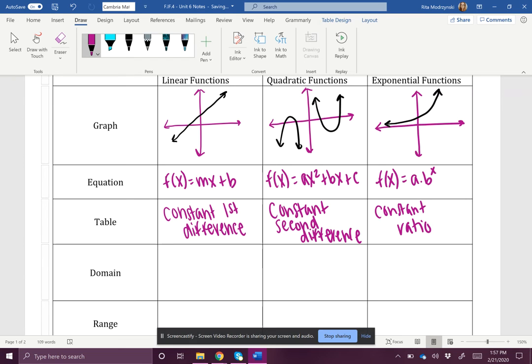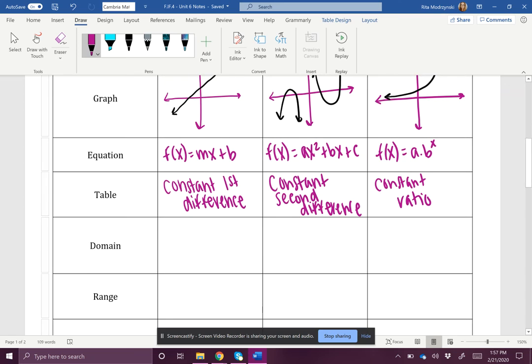Our next one is domain, and domain for all of our functions in Algebra 1 is always all real numbers. The reason is that we could substitute any x value into our equation and get a corresponding y value. How we write all real numbers in interval notation would be from -infinity to infinity. Or in inequality notation, it would be -infinity < x < +infinity, like so. And like I said, every single function in Algebra 1 has that same domain.